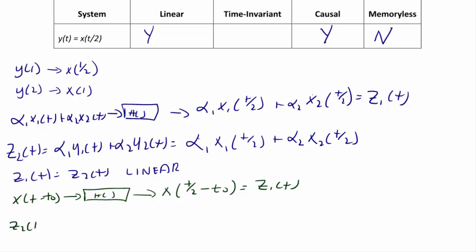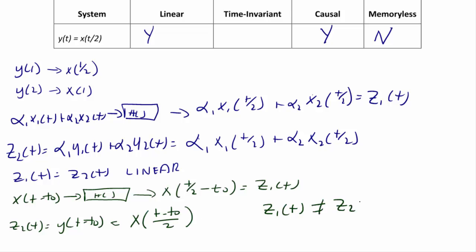z2 of t is equal to y of t minus t naught. So I take my output due to x of t and delay it by t naught. And what this means is everywhere I find a t, replace it with t minus t naught. And this gives me x of t minus t naught over 2. And you can quickly see that z1 of t is not equal to z2 of t. So this is not time invariant.